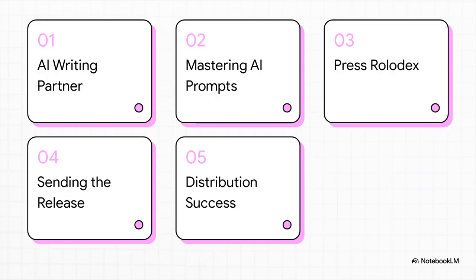Section 1, your AI writing partner. 2, mastering AI prompts. 3, building your press rolodex. 4, sending the release. And finally, Section 5, tracking distribution success. Let's get right into it.